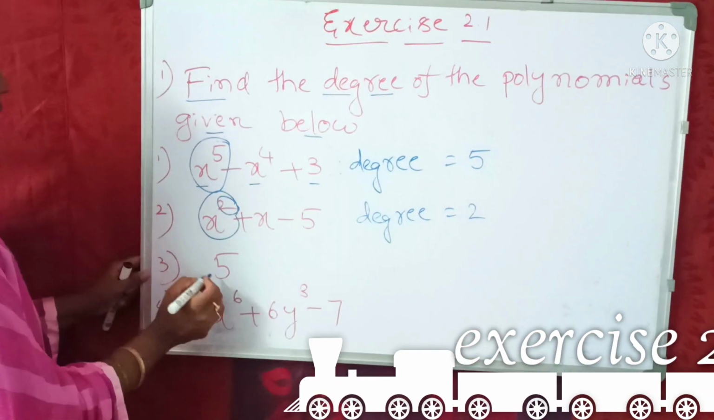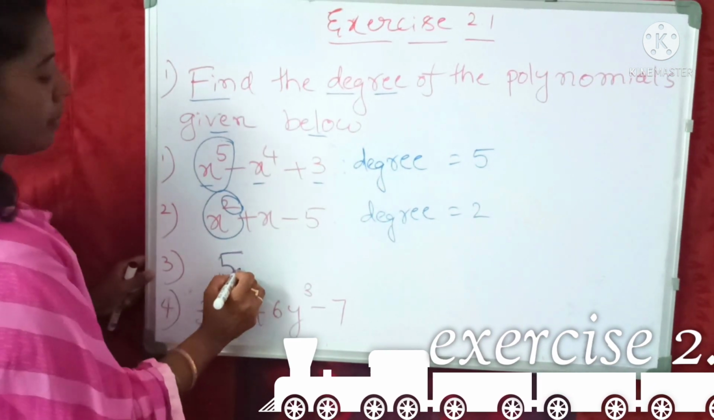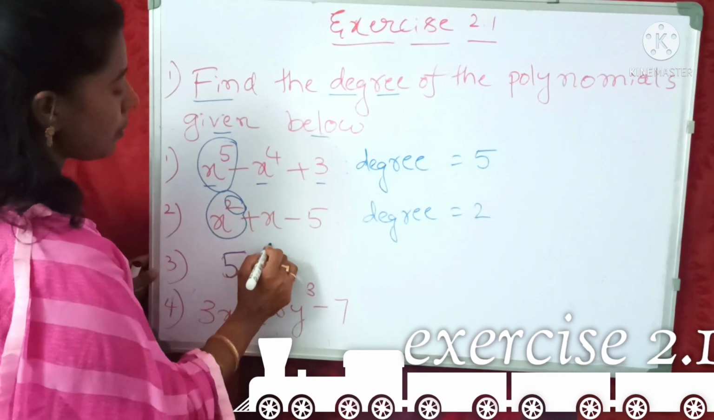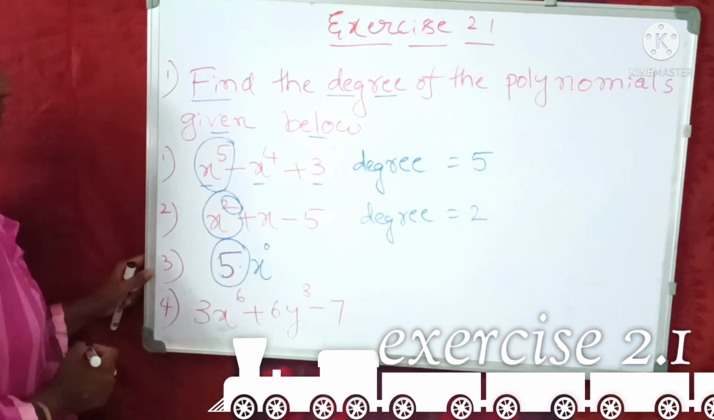And next, the third one is 5. So what about 5? It can be written as 5 into x to the power of 0. 5 is a constant polynomial.